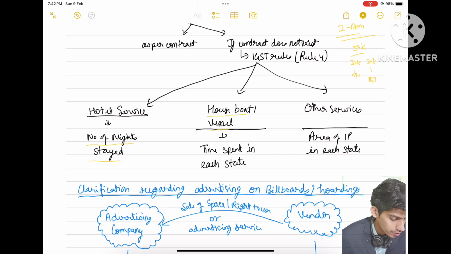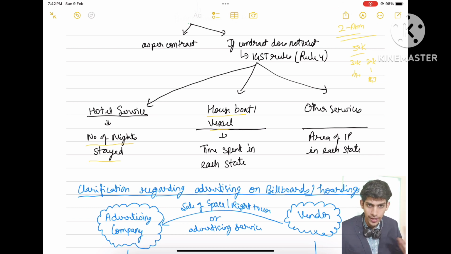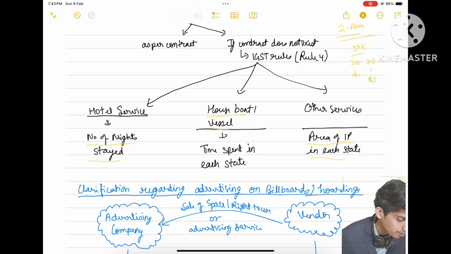And in case of a houseboat or vessel, the houseboat or vessel is continuously moving. So if we have the data of time spent in each state, like let's say you took a cruise from Bombay to Goa and it took 12 hours. Your journey took 12 hours, 6 hours was in Mumbai and 6 hours was in Goa. So we will divide the amount charged by the cruise company in a 50-50% ratio. And in case of other services, the area of such immovable property in each state.